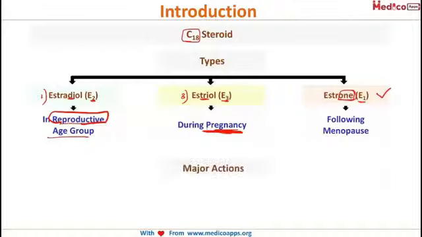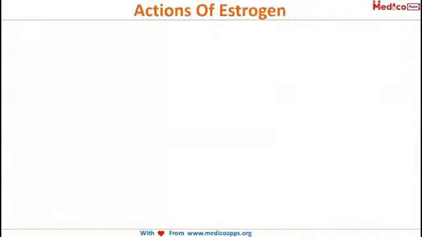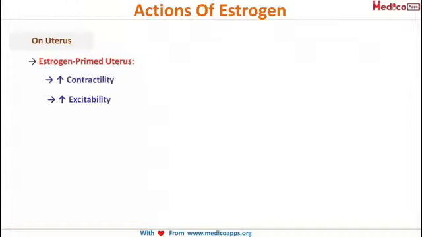And the major actions are seen on the uterus, number 1, followed by the breast, bone, kidney, and also in the development of secondary sexual characters. Okay, now let's learn these actions in detail. On the uterus, estrogen primes the uterus, okay? That is, it increases contractility, excitability and also the gap junctions. It increases the number of gap junctions, right?